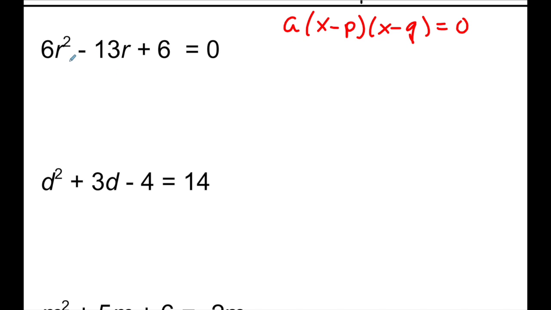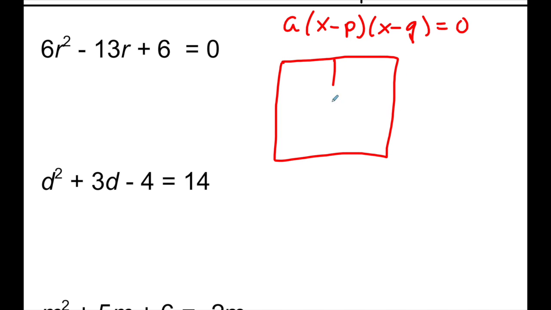So here, let's see if I can factor out the A. Well, 6 goes into 6, but here's the problem. There's no common factor here except 1. So I'm not going to be able to factor anything out, but it's always worth checking, because at worst you find that nothing can come out. At best you make the problem a little bit easier for yourself. But you should get the same answers either way. So I'll put my 6r squared top left, 6 in the bottom right, and now it's up to me to figure out how to factor this.